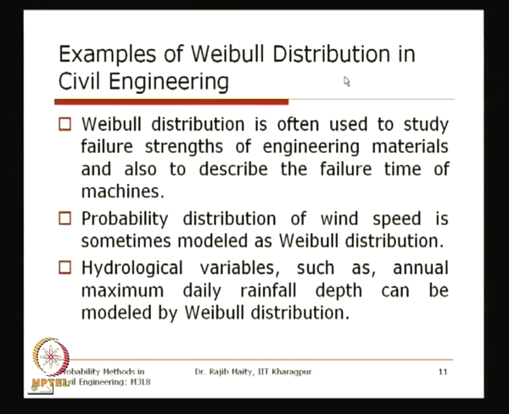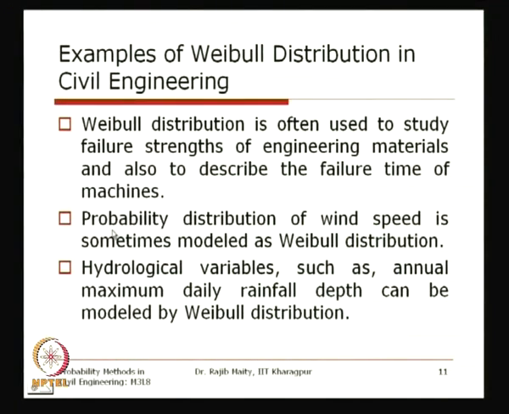These are examples of the Weibull distribution in civil engineering. As we discussed, the Weibull distribution is often used to study the failure strength of engineering materials and also to describe the failure time of a machine. If I assume the failure rate to be constant, then it can be an exponential distribution, that means a Weibull distribution with parameter beta equal to 1. It depends on what kind of problem is at hand; based on that, the beta parameter may change.